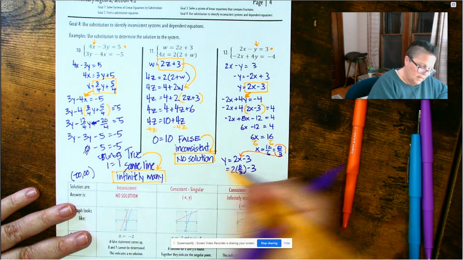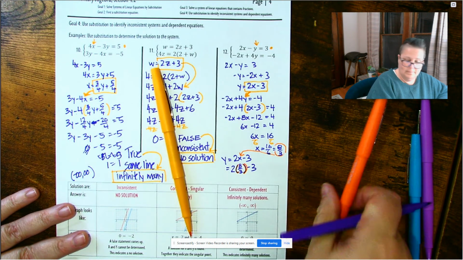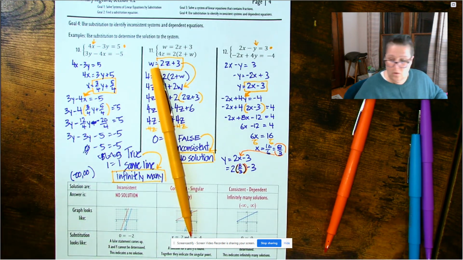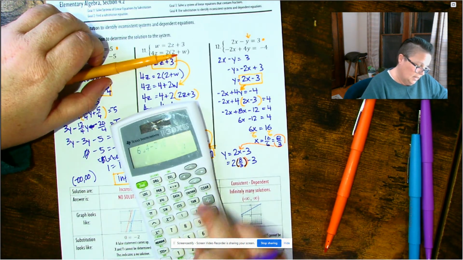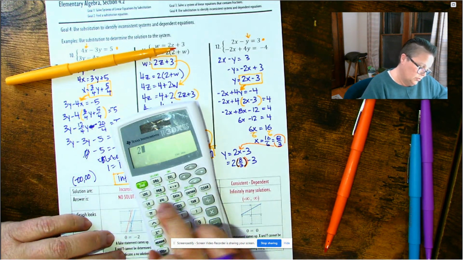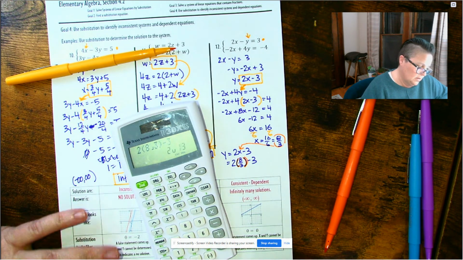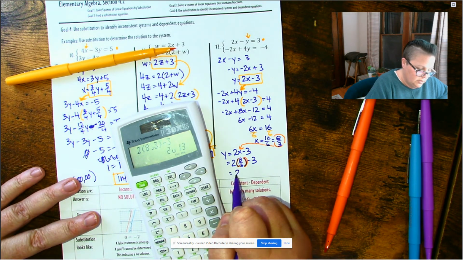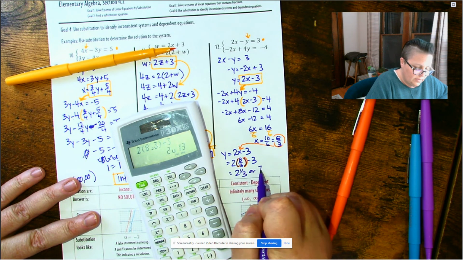Oh, I should have done that in the orange, and I didn't. Sorry. You can tell we're getting to the end here, right? Okay, so calculator, because it's fractions, and I like to know how to do those. 2 times 8/3 minus 3. That's going to be 2 1/3, or if you would rather, 7/3.